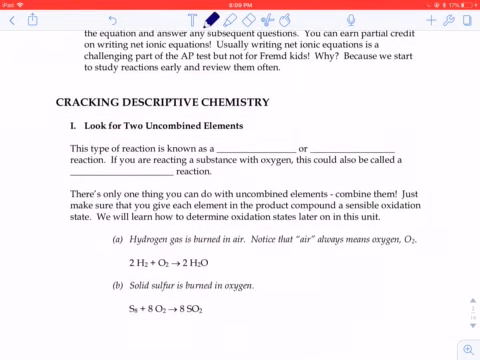So the first kind of reaction that you're going to be looking for is where you combine two elements together. This is called a synthesis reaction. Sometimes they call it a combination reaction. If you're reacting a substance with oxygen, sometimes they call those combustion reactions as well. Combustion is basically a special type of synthesis reaction.